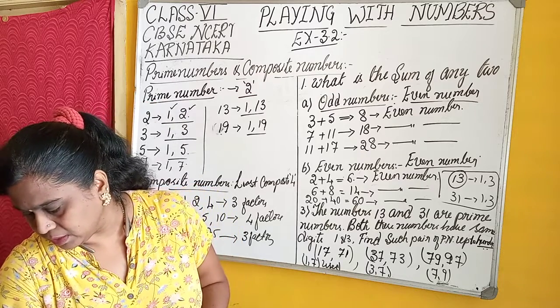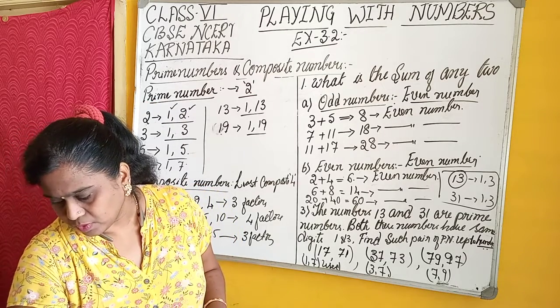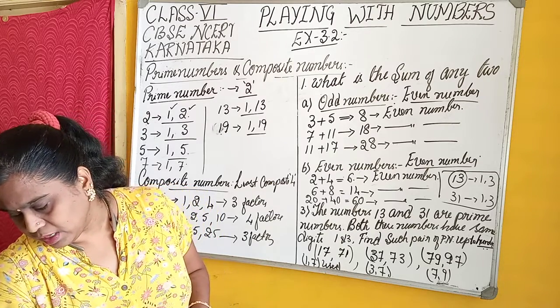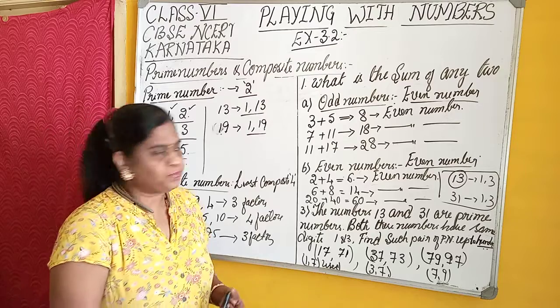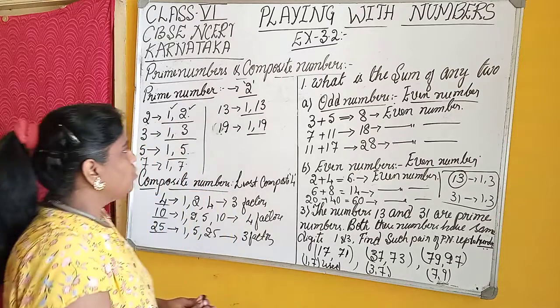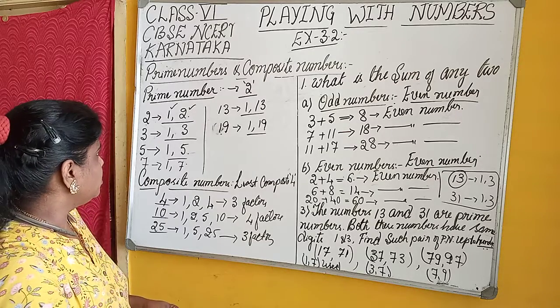Next problem is, what is the greatest prime number between 1 and 10? Greatest prime number between 1 and 10. Okay, between 1 and 10.